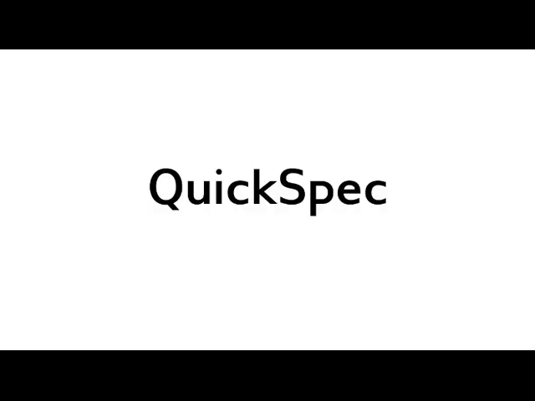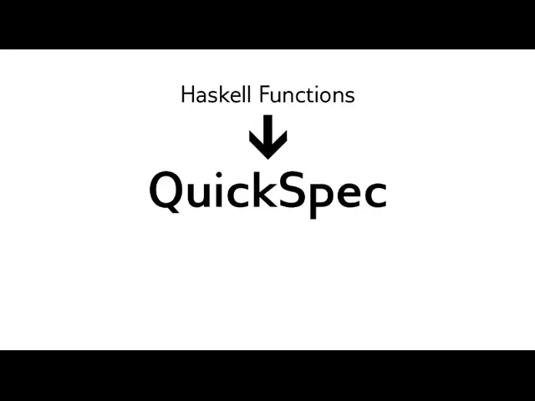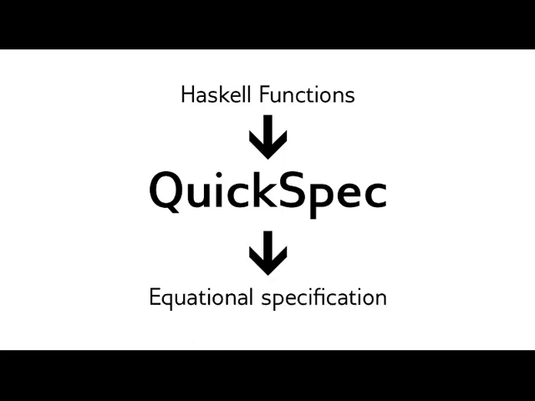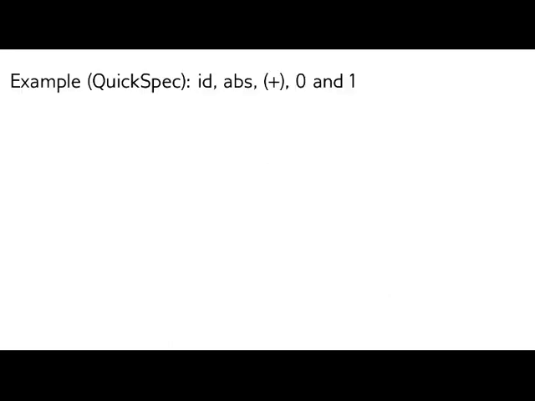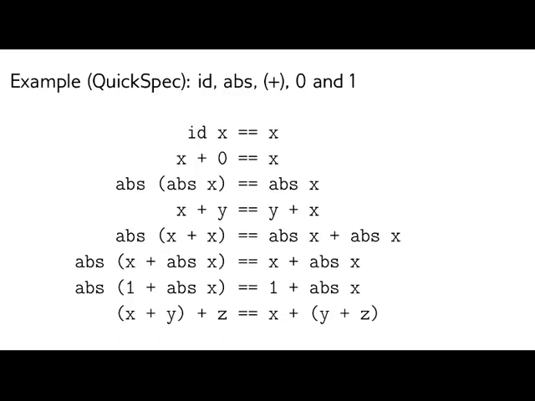I don't know if you guys know, but there's a tool called ItsBack. You give it a bunch of Haskell functions. It does some testing and a bit of reasoning, and it prints out an equational specification. For example, if you give it ID, abs, plus, 0 and 1, it will print out this bunch of equations here. So ID of x equals x, abs is idempotent, plus is commutative and associative, and so on.